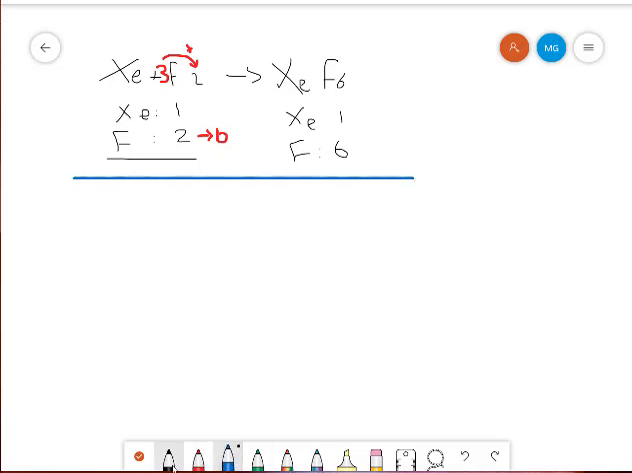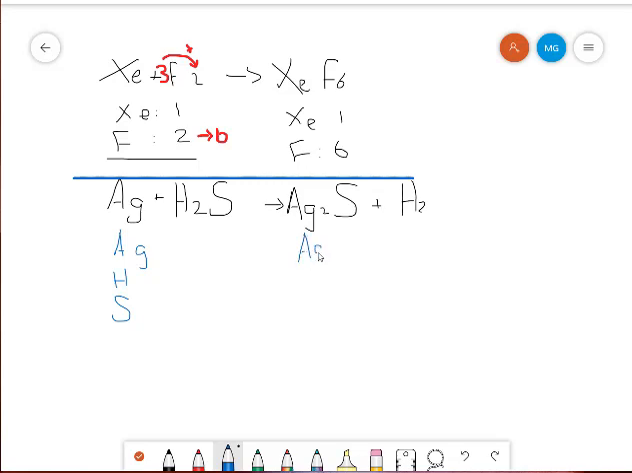The next equation I will be giving you is Ag plus H2S gives me Ag2S plus H2. On either side, I have the elements silver, hydrogen, and sulfur. And on the left side, I have 1 silver, 2 hydrogen, and 1 sulfur. On the right side, I have 2 silvers, 1 sulfur, and 2 hydrogens.